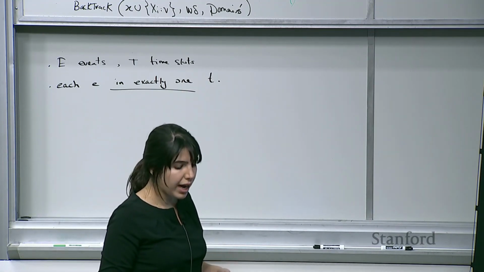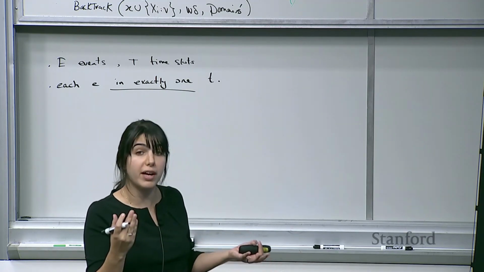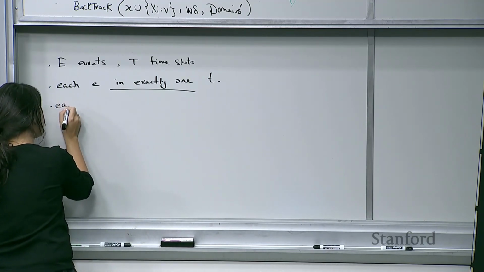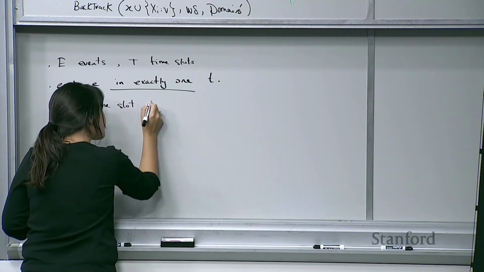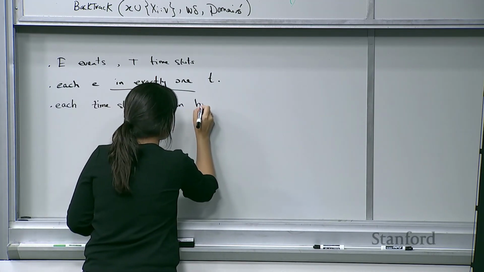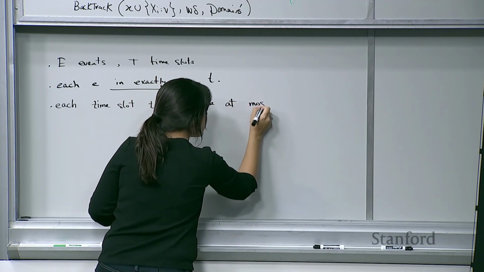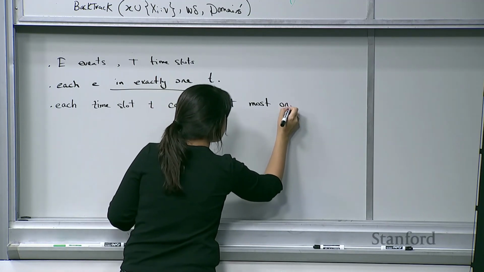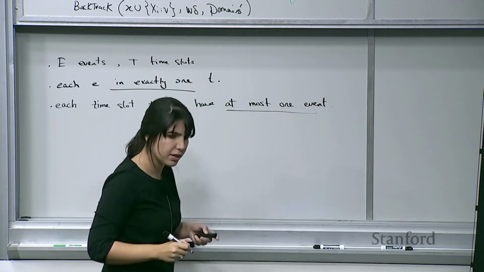Another constraint that you want to have is maybe you want each time slot T to hold at most 1 event, because we don't want them to overlap. So each time slot T can have at most one event. So this is another constraint, at most 1 event.